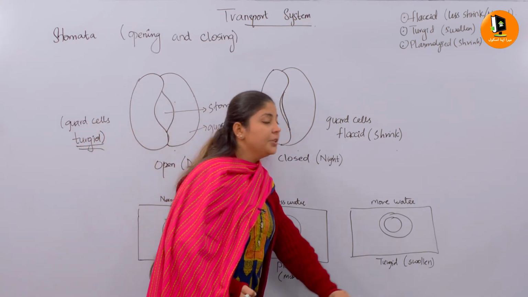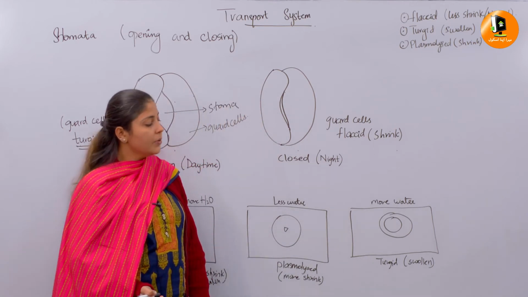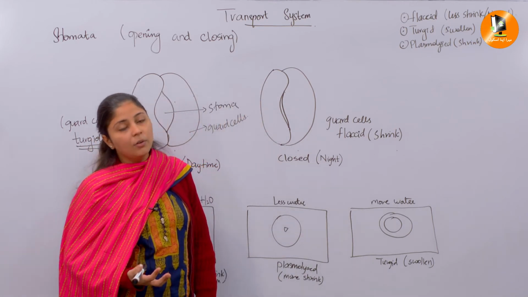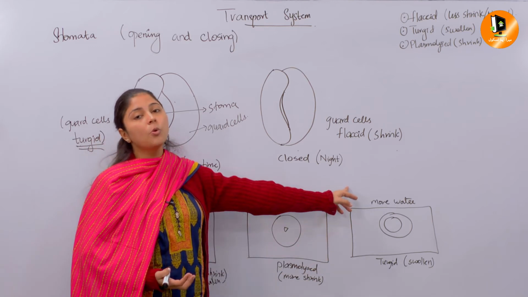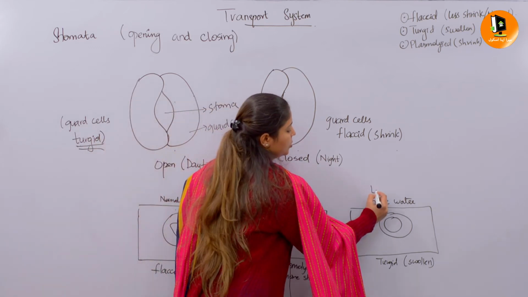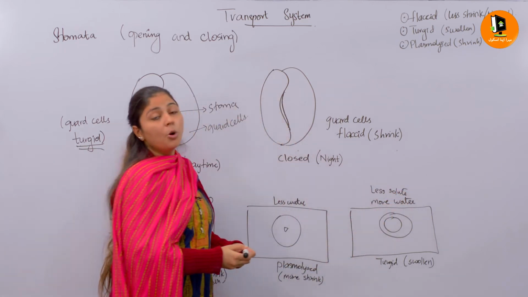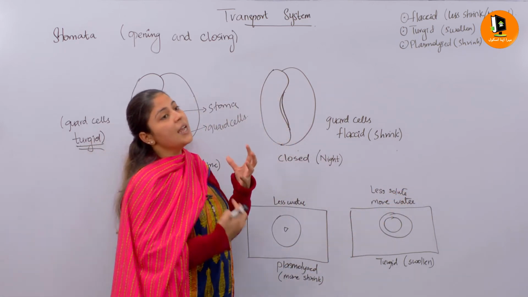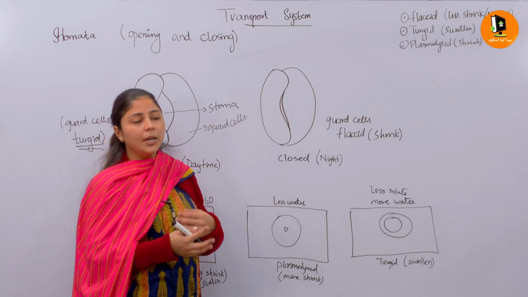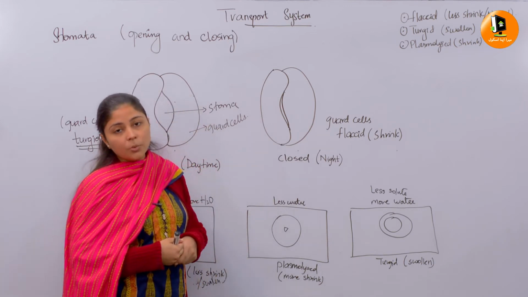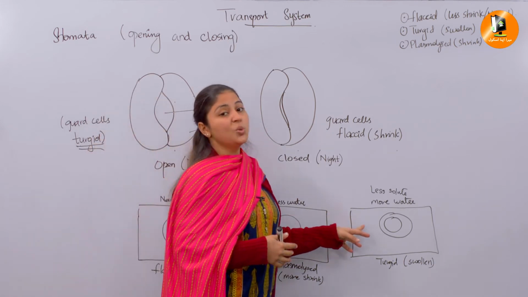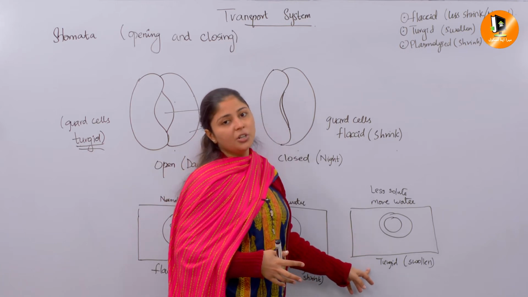The third type is the turgid one. I have discussed this with you, that it is a swollen one. What is a swollen one? It means there is more water but less solute over there. So you know very well that when more water is there, the cell absorbs water more and more, again and again, and it just gets swollen up. So yes, it's a turgid one.